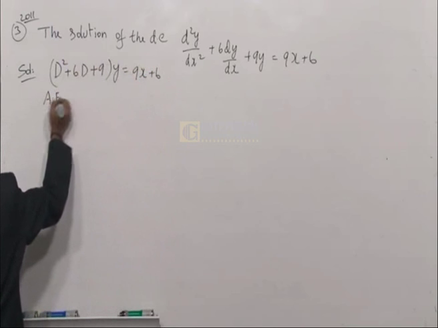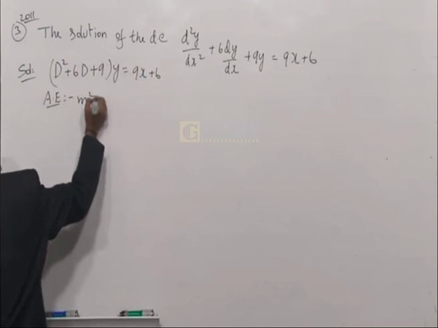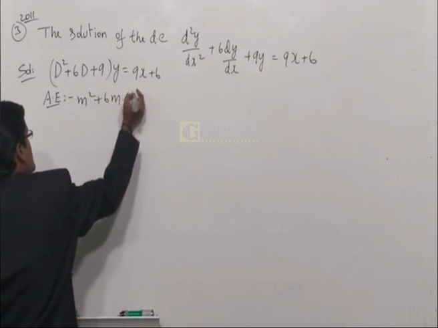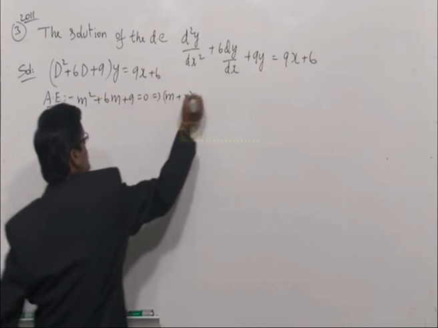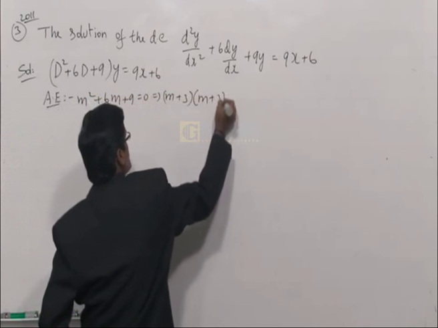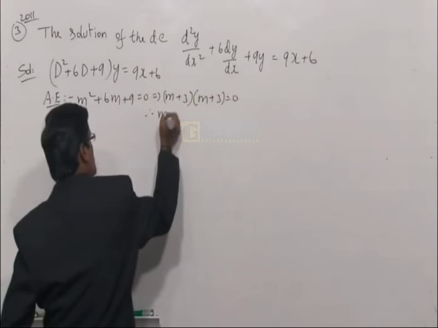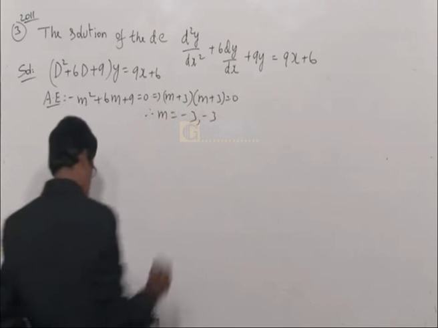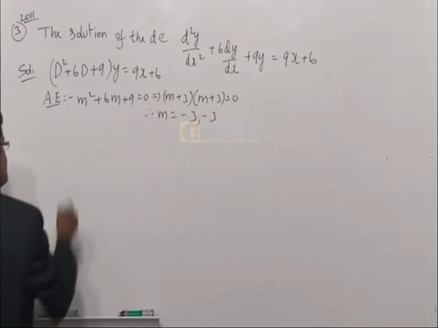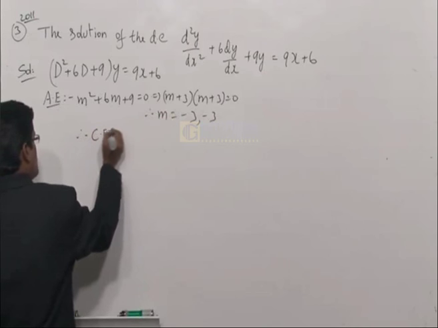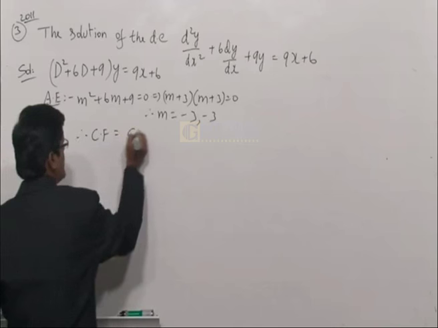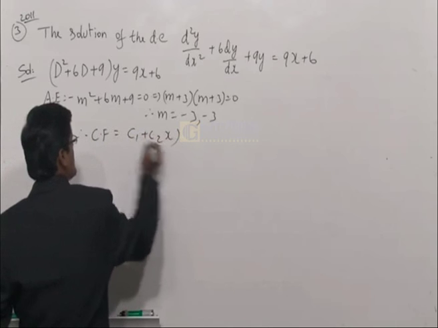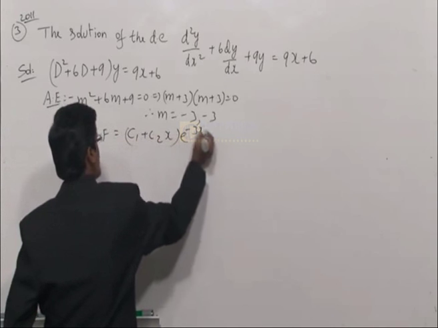Auxiliary equation, m square plus 6m plus 9 is equal to 0. Factorizing, m plus 3 into m plus 3 equal to 0. Therefore, m is equal to minus 3, minus 3. That is, two roots are equal. Therefore, CF is equal to, comparing with the fourth point in the CF table, m1 m1, C1 plus C2x into e power minus 3x.